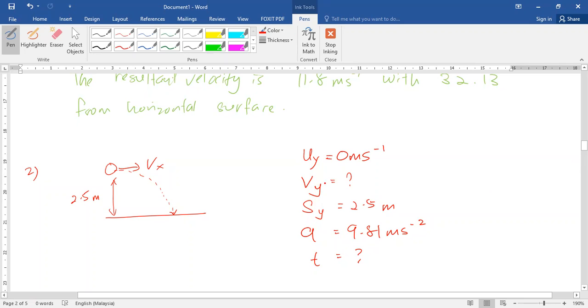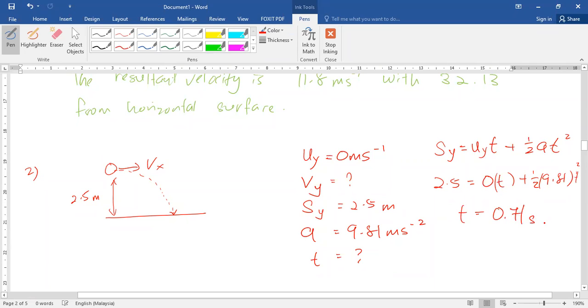So S equal to Sy equal to u_y t plus 1 over 2 a t squared. S is 2.5 equal to u_y (0) times t plus 1 over 2 times 9.81 times t squared. So at the end, we solve it. The t we get will be 0.71 second.